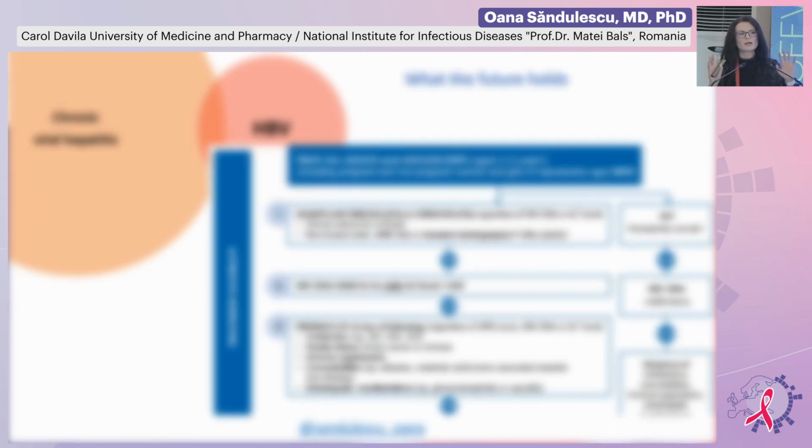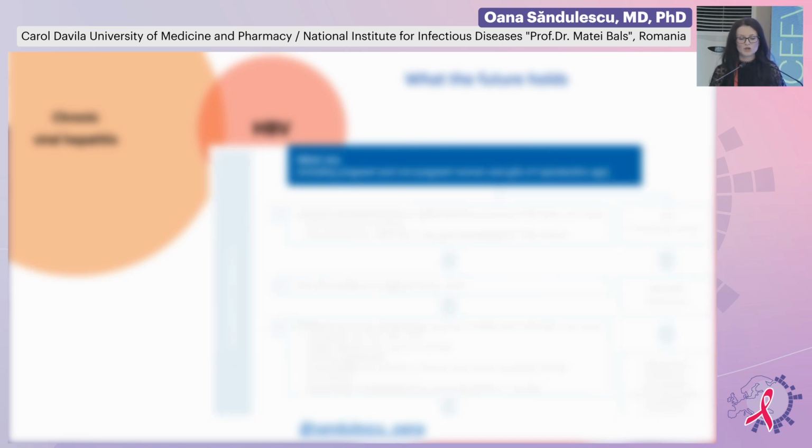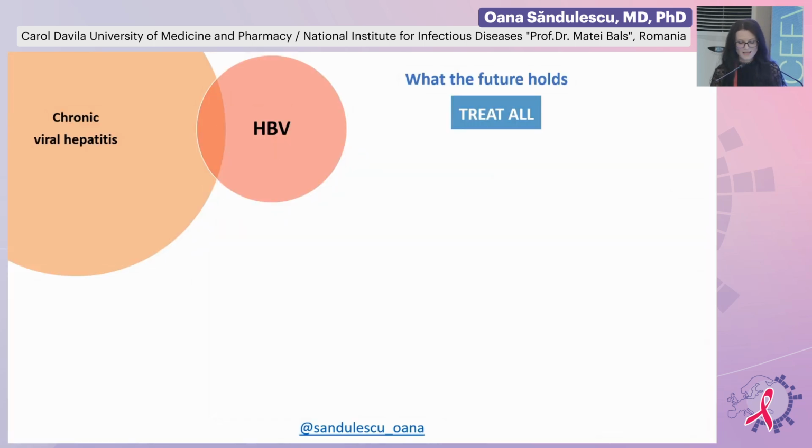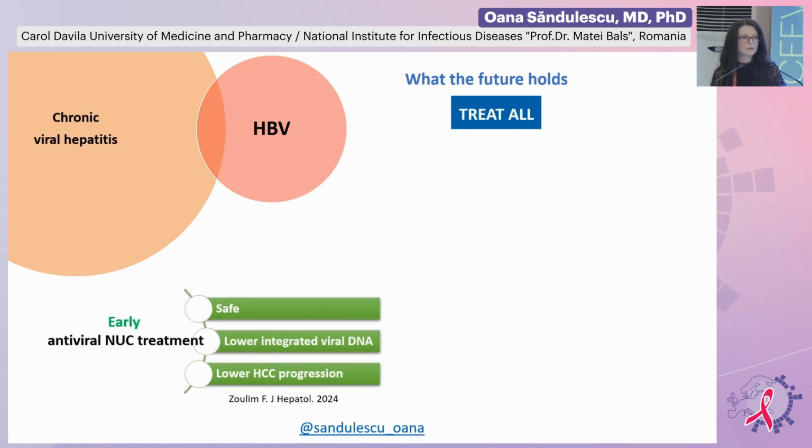So just a quick look towards the future. What the future holds and what the future in hepatitis B should look like. It should look like this. Treat all. Treat pregnant, treat non-pregnant women, treat men, treat children, treat adolescents. And why are we perhaps moving towards this recommendation to treat everyone? Well, because early antiviral nuke treatment is exceedingly safe.